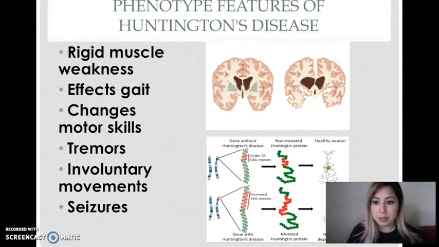Next I'm going to talk about the phenotypes of Huntington's disease, so basically what it looks like in someone that has this. They have rigid muscle weakness, it affects their gait, it changes motor skills, and causes tremors, involuntary movements, and seizures. This picture shows what it affects in the neurons, because that's what it usually affects, and you can see what it does to the neurons.